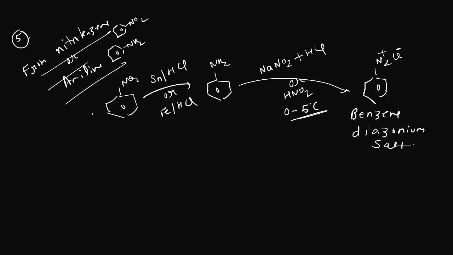Now, preparation of benzene is very easy. I'll put H3PO2. H3PO2 will undergo self-oxidation, and this benzene diazonium salt will get converted into benzene. Simple reduction. Plus I can write HCl. We can also use C2H5OH here.